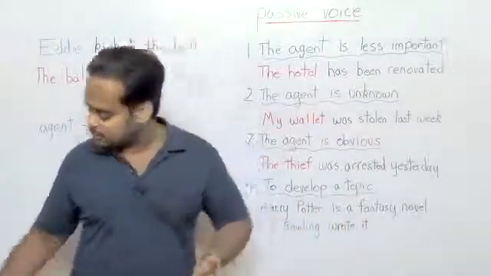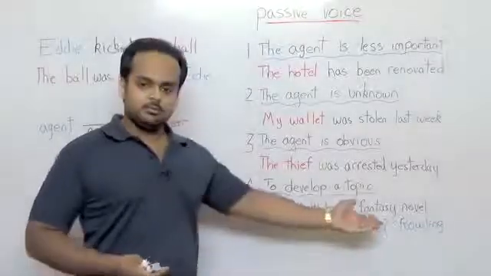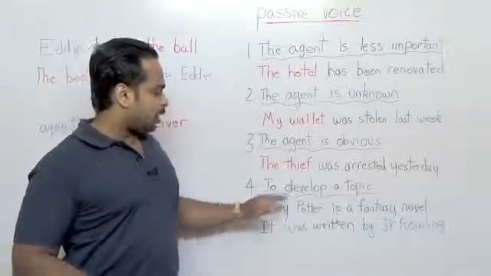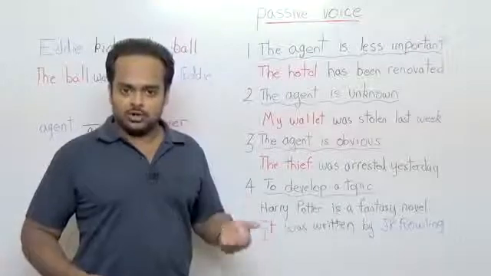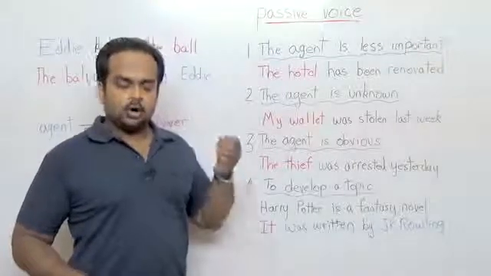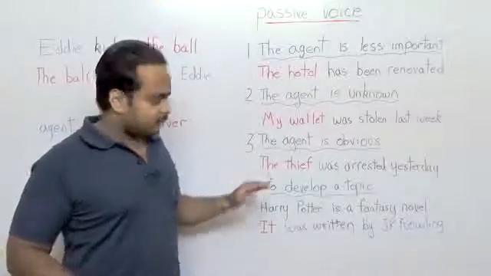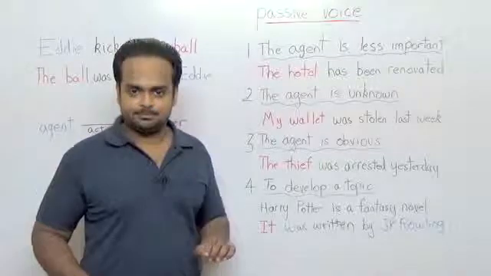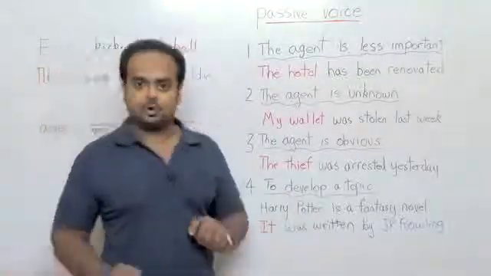So let me rewrite this sentence. All right, and there it is. It was written by J.K. Rowling. Now read the two sentences together. Harry Potter is a fantasy novel. It was written by J.K. Rowling. Notice in this case, we're flowing smoothly from the first sentence to the second sentence. We're keeping the topic the same. That is a very important use of the passive voice.